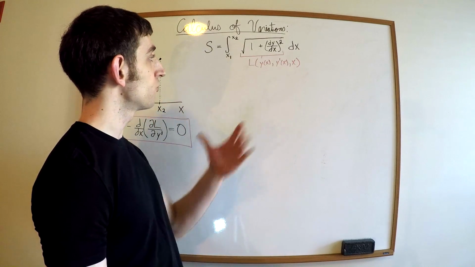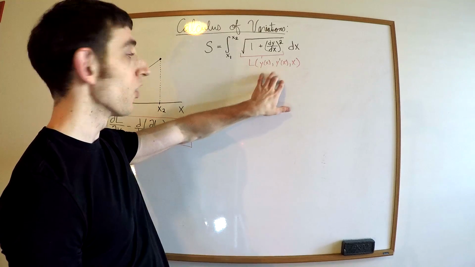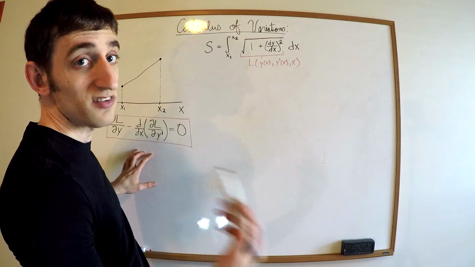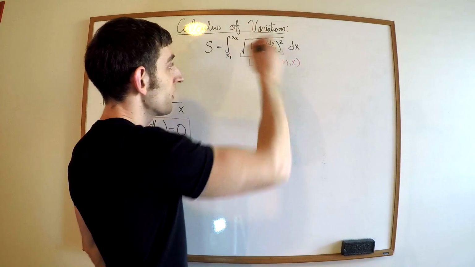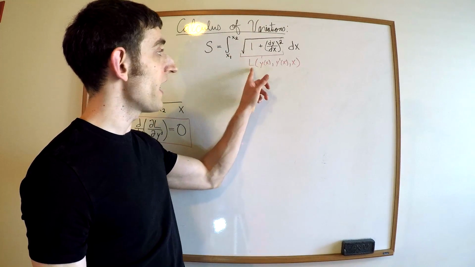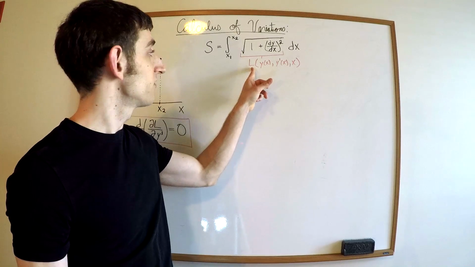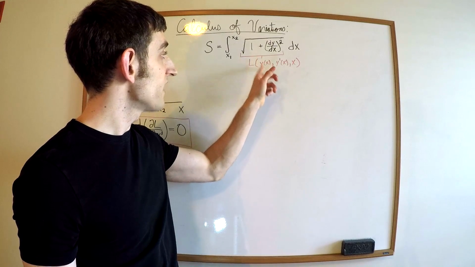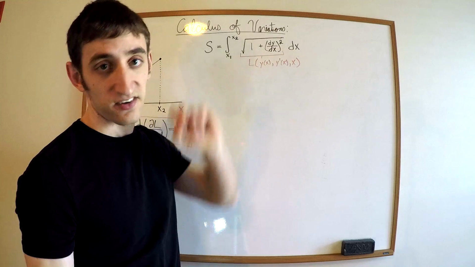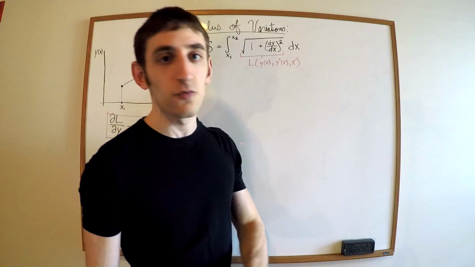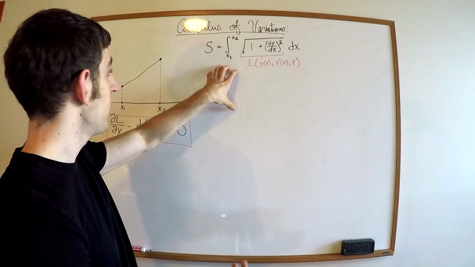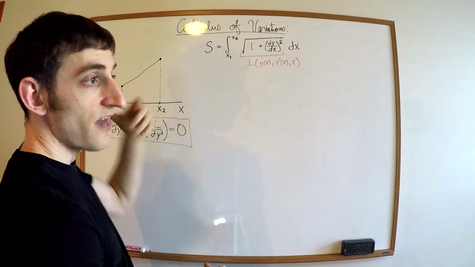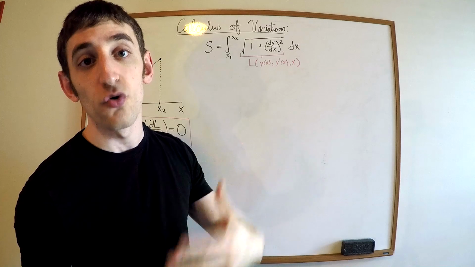And in order to make this work with what we're doing here, using the same syntax, what I'm saying is that this square root is going to be our function L. That's going to be L of y, x, y prime, x, okay? So what we want to do is take this nice result we just derived and use it to find the path that connects these 2 points with the shortest distance.